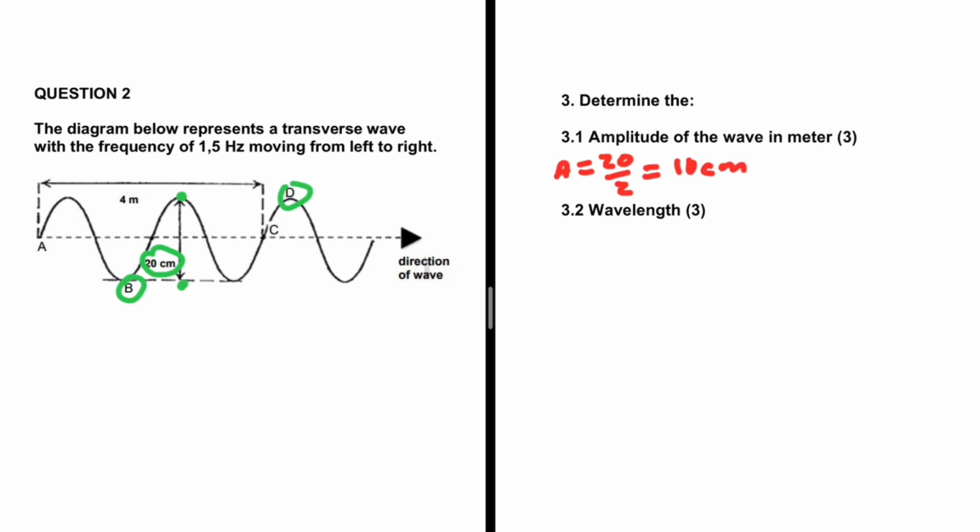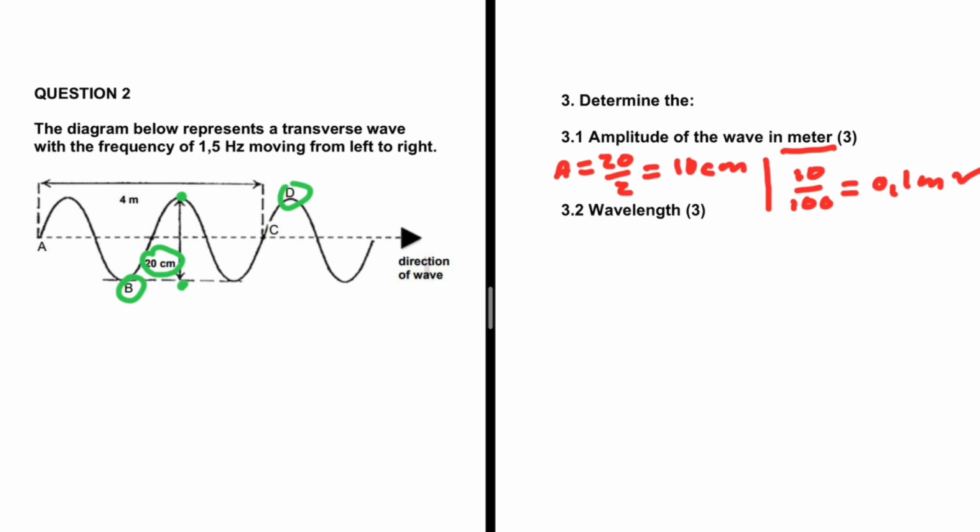But let's pay attention to details. The question says, let's determine the amplitude of the wave in meters. So we're supposed to convert these 10 centimeters to meters. How do you convert 10 centimeters to meters? You divide by 100, because in 1 meter, there's 100 centimeters. So we're going to have 10 divided by 100, which is equals to 0.1 meters. So there we go. We have the amplitude of the wave in meters.